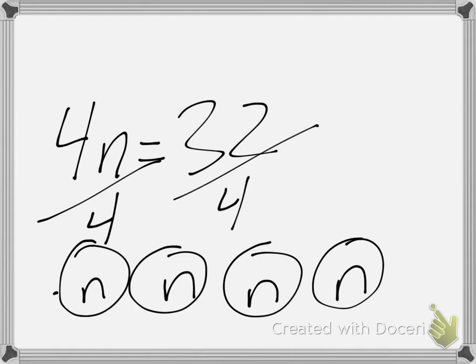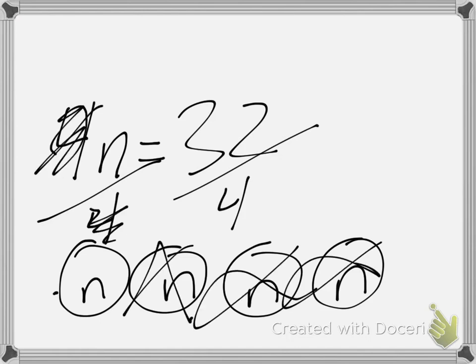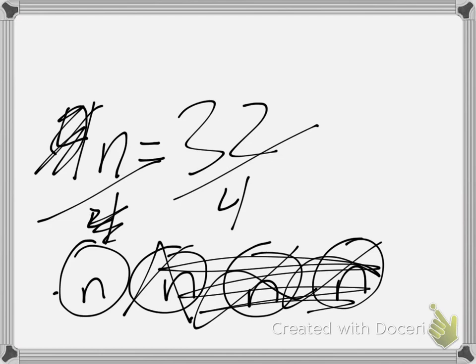So if we show the cancellation, these cancel, these cancel, these cancel, it leaves us with how many n's? It leaves us with 1 n. So we've got n is equal to 32 over 4, or divide by 4. And n is equal to whatever our answer is, and you said it was 8.